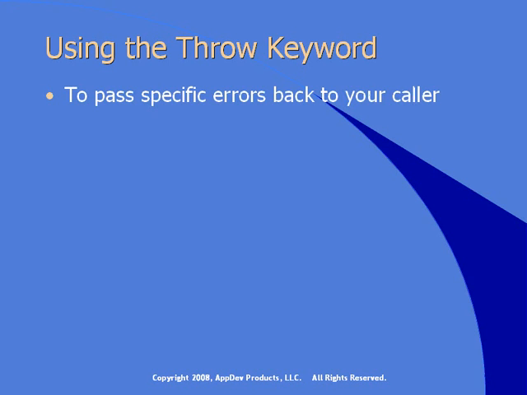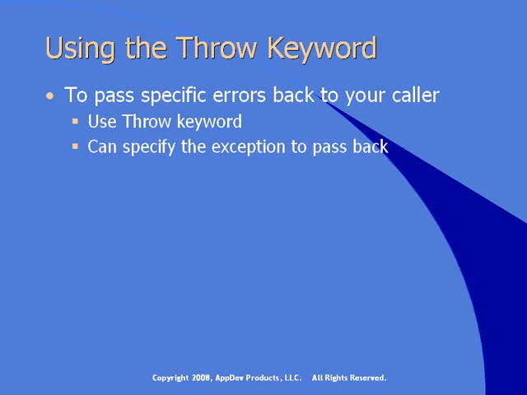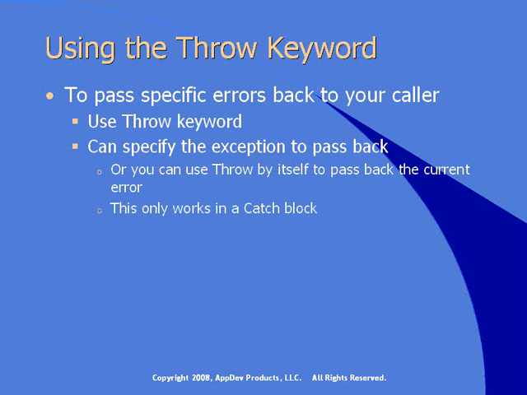If you want to pass specific errors back to your caller, that is not the one that just occurred, you may want to change it to be some other exception, or you may want to build your own exception, something that the .NET Runtime didn't know about. In that case, you use the throw keyword. You can specify the exception that you want to pass back, or you can use throw by itself to pass back the current exception. Now note that this only works when you're in a catch block, because you just caught an error and you're going to throw it back to the caller of the procedure.